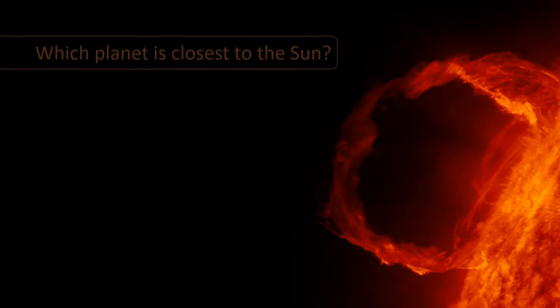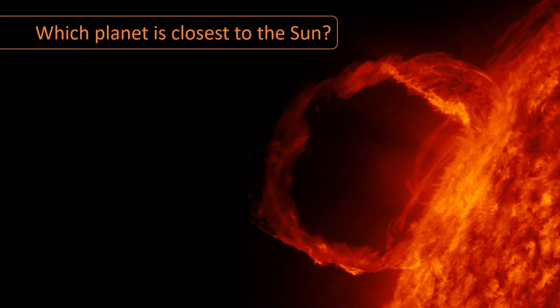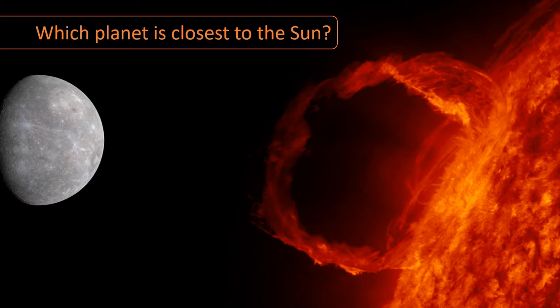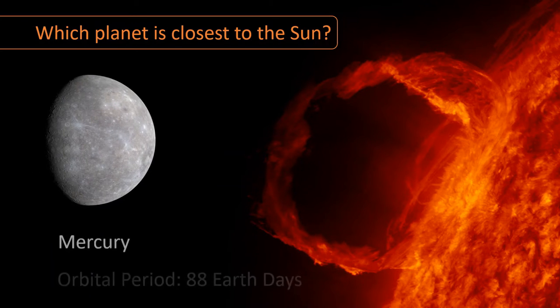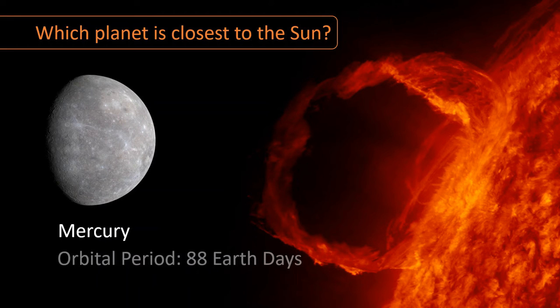So let's take a look at the answers for the solar system. Which planet is the closest to the sun? The answer is Mercury. Very small planet, very, very hot. And the orbital period, the time that it takes to go around the sun one time, is equivalent to 88 Earth days. So a very, very short and very, very hot year for Mercury.